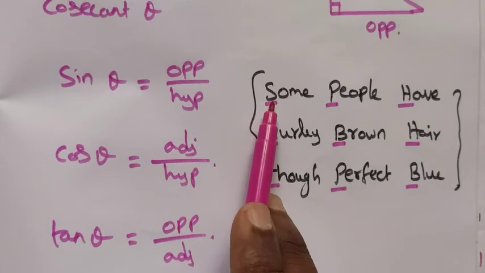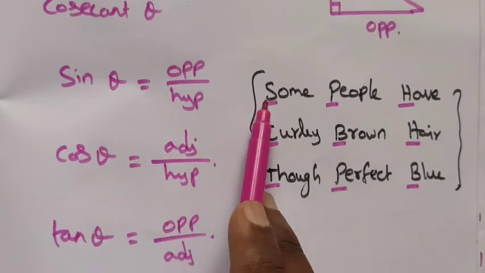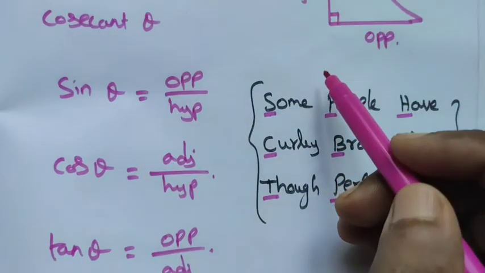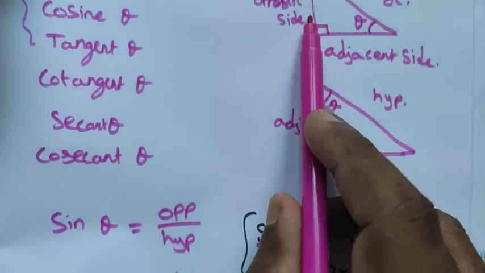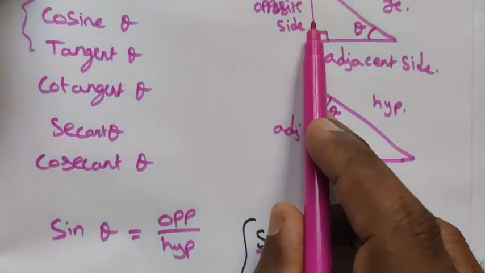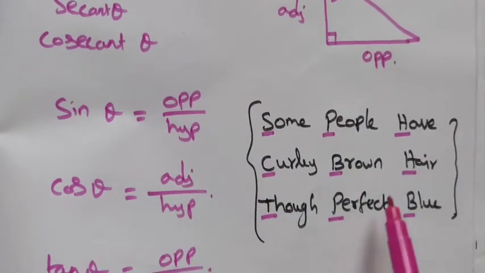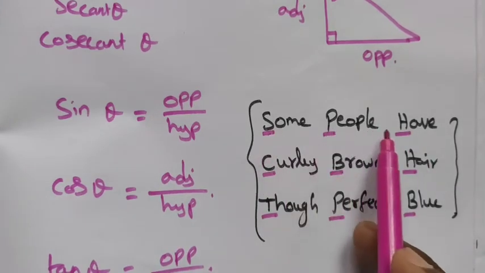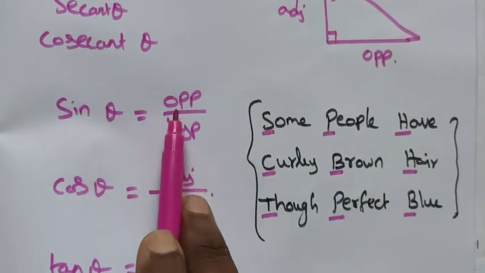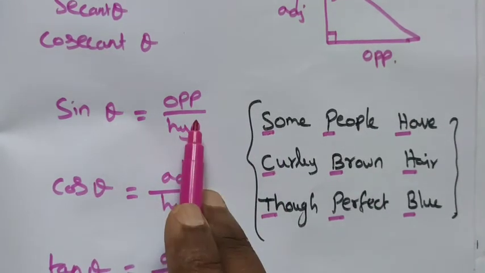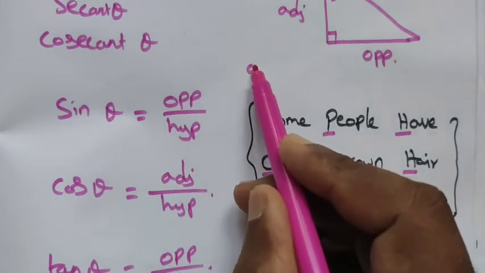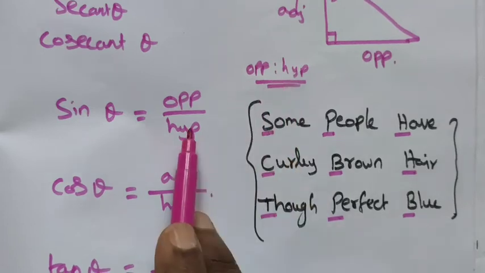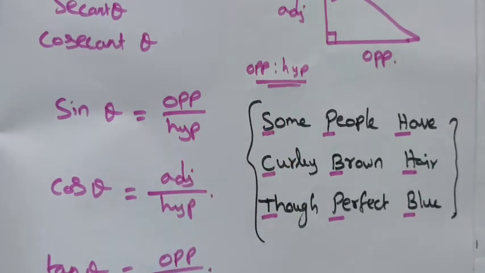Here S means sin. Some people, P means perpendicular. Where it is perpendicular, the opposite side is the perpendicular side, right? And H means hypotenuse side, right? Some people have means sin is opposite divided by hypotenuse side. The ratio we always use means opposite side is to hypotenuse side. That is the ratio, right? And the ratio can be written in the form of division, so we are writing the division method.